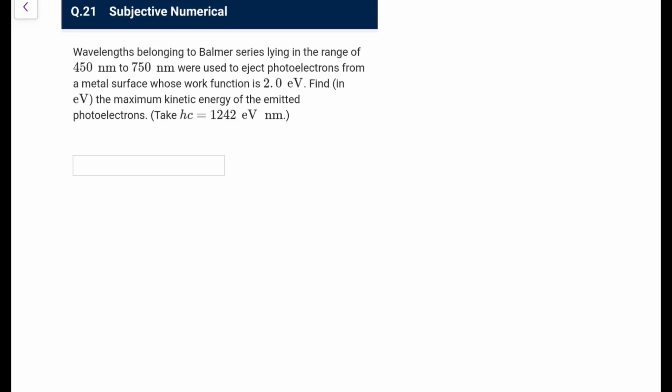Wavelengths belonging to the Balmer series lying in the range of 450 to 750 were used to eject photoelectrons from a metal surface whose work function is 2 eV.